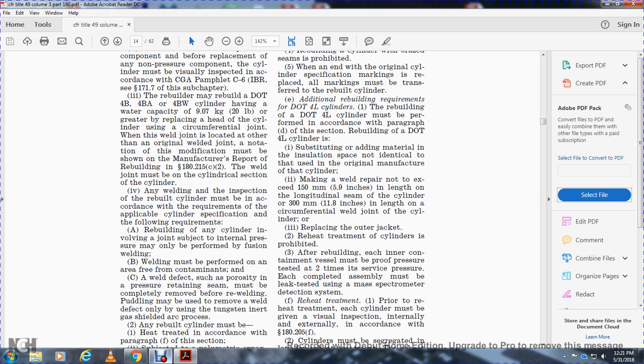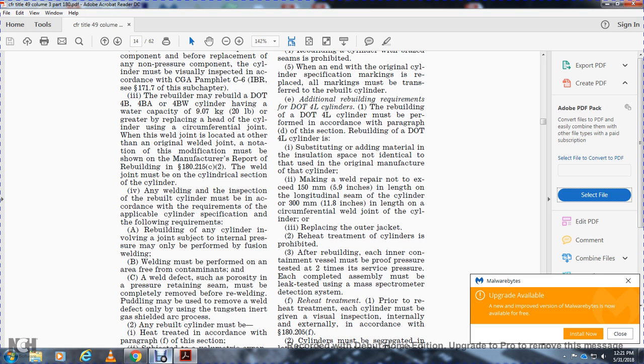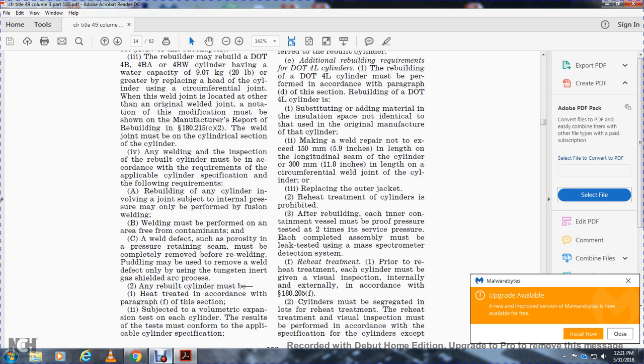C. The welded defects such as porosity in the pressure-retaining seam must be completely removed before rewelding. Maybe use the removal of the weld defect with the tungsten inert gas shield arc process. Any rebuilt cylinder must be heat treated in accordance with paragraph F of the section.